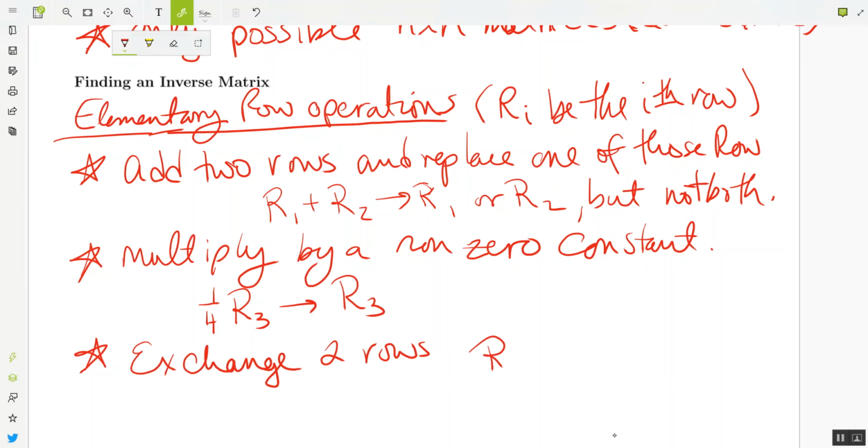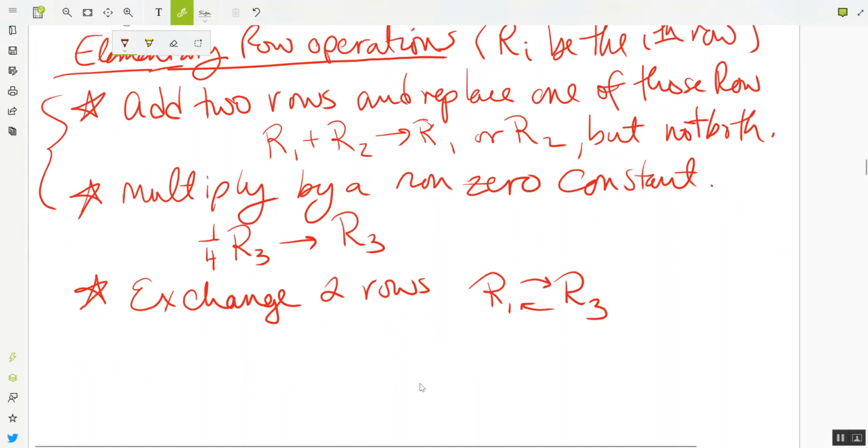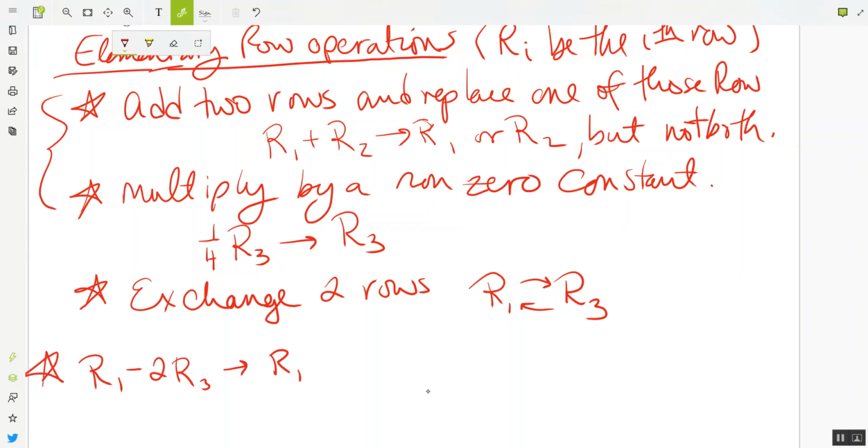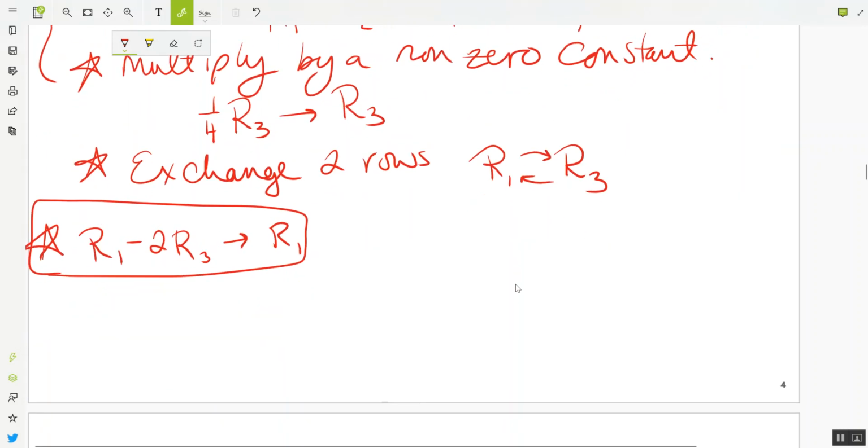So usually I write this as, let's switch row 1 for row 3. Get the idea? You can also combine moves 2 and 1 together. So that will look like, hey, I'm going to do row 1 minus 2 times row 3 and put it on row 1. And this is the more popular move. Highlight and stuff. So how do I use that to find matrix inverses?